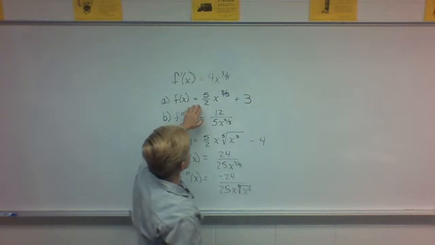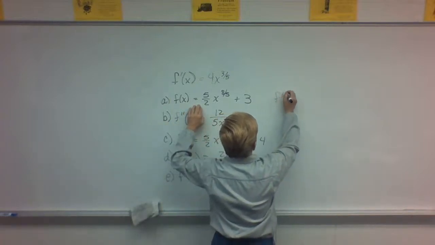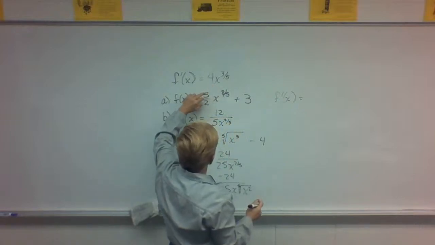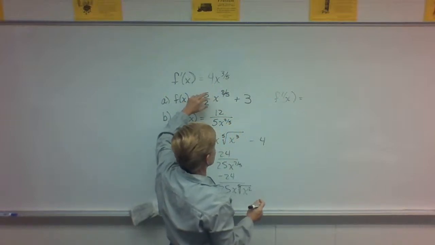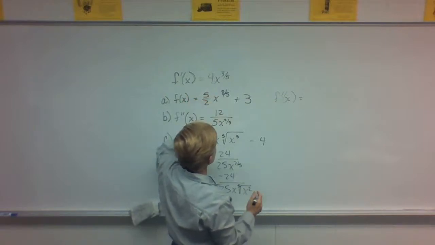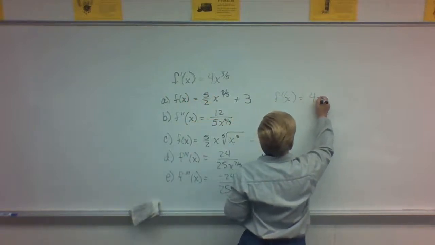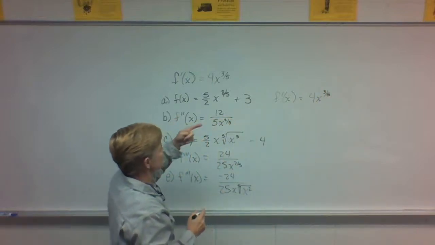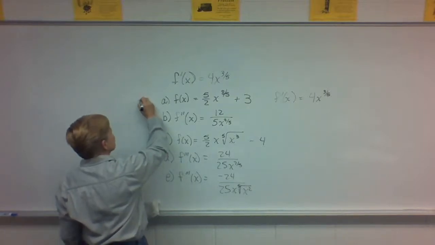So if we take the derivative of this, you get 8/5 times 5/2, which is 40 over 10, which is 4, so 4x to the 3/5. And the derivative of 3 is 0. So this one's true. So this is not the one we choose.